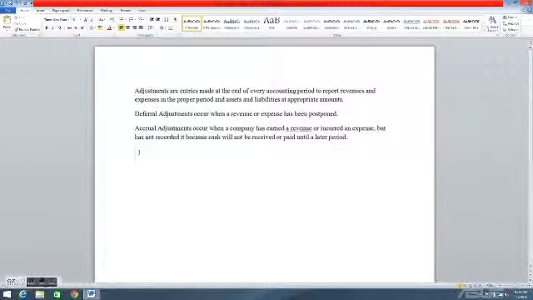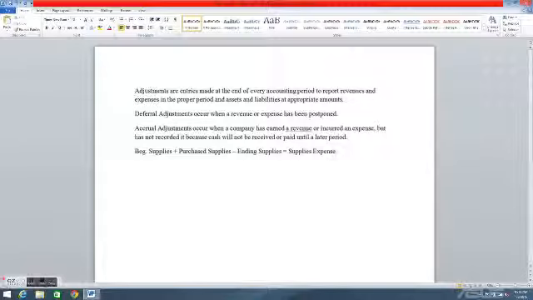So supplies expense is often done as a deferral adjustment because making a journal entry every time supplies are used would be tedious, and it's calculated by using this equation: beginning supplies plus purchased supplies minus ending supplies equals supplies used, or supplies expense.